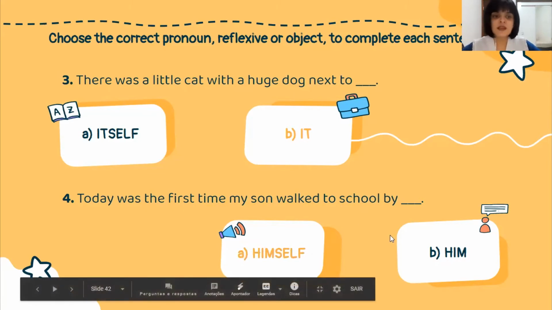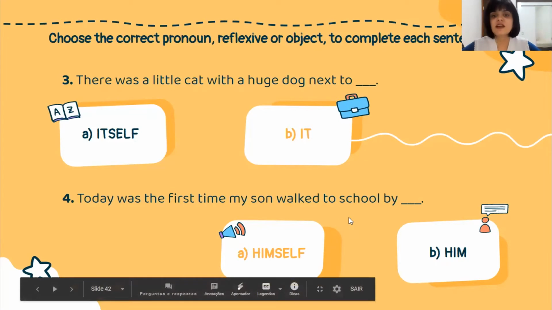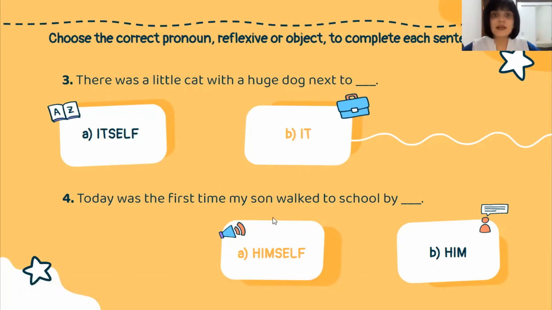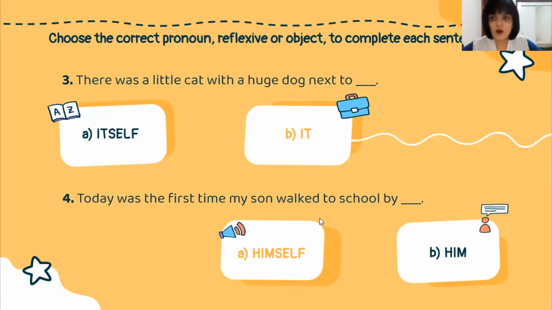In this case, it's himself, because the person here is being specified, okay? They are emphasizing the person. So, the person here is the son, and by son, we can assume that the person is a male, okay? And by that, we assume that the pronoun is he. And that leads us to the reflexive pronoun himself. And the sentence states like that: Today was the first time my son walked to school by himself. Hoje foi a primeira vez que meu filho foi para a escola sozinho.